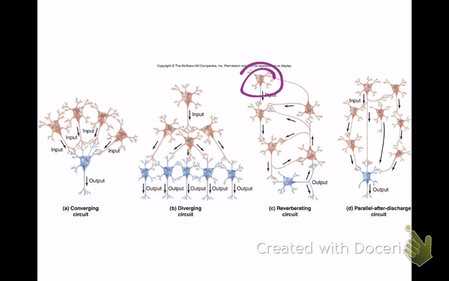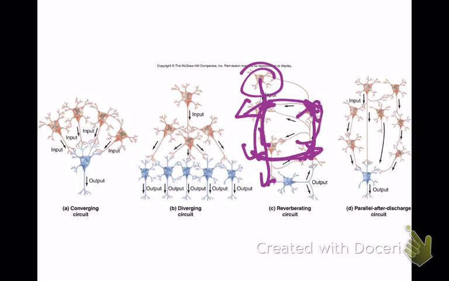So from my input neuron, my original neuron, I'm going to go here, and then I'm going to go here. And then from there, I'm going to go here. And then I'm going to go here. And then I'm going to go here again. So where do I go from here? Back down. And around, and around and around. Can you see why we call it reverberating? It sort of echoes. Okay?